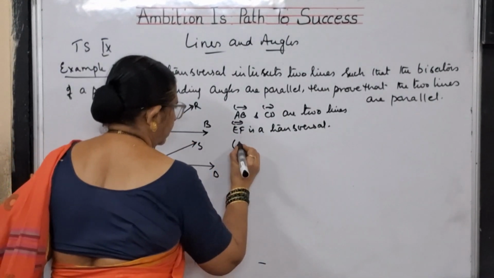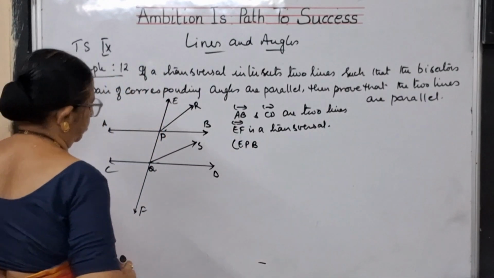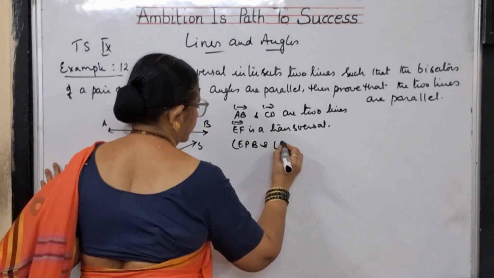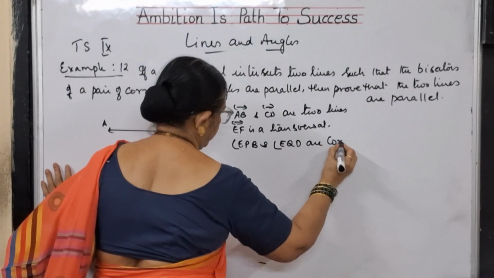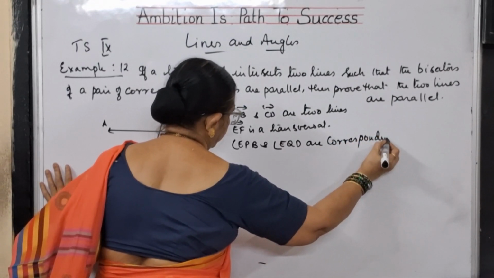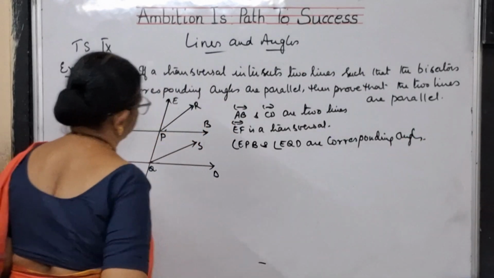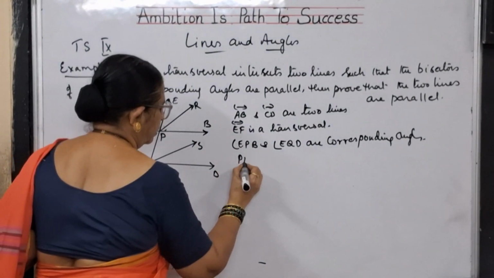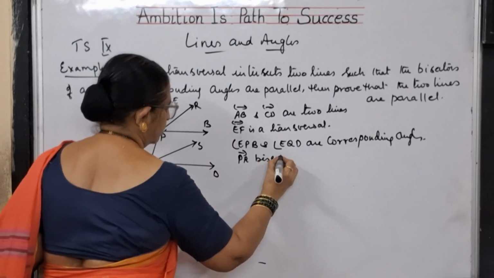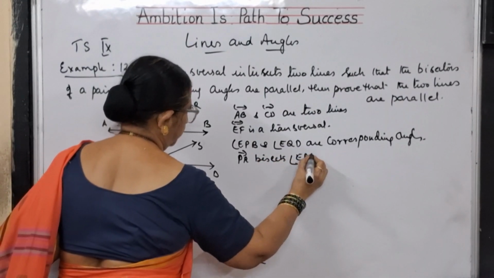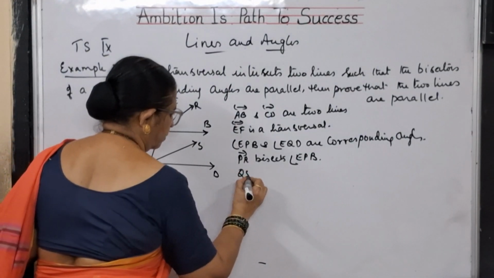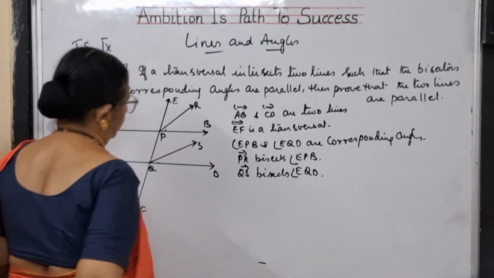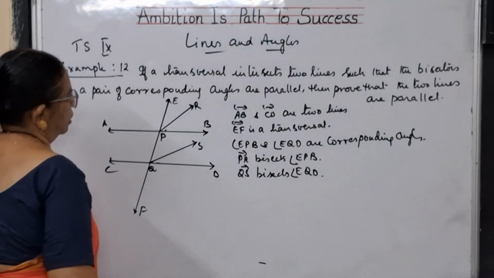Angle EPB and angle EQD are corresponding angles. So when these two are corresponding angles, PR bisects angle EPB and QS bisects angle EQD. So when it is bisecting, what can you say?